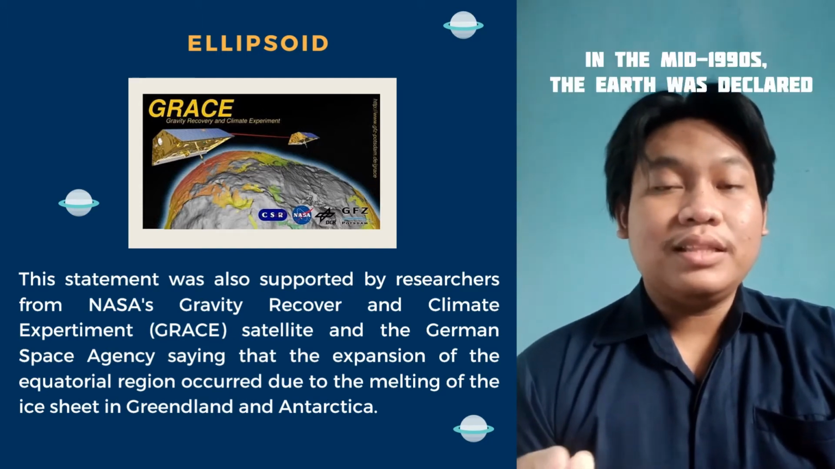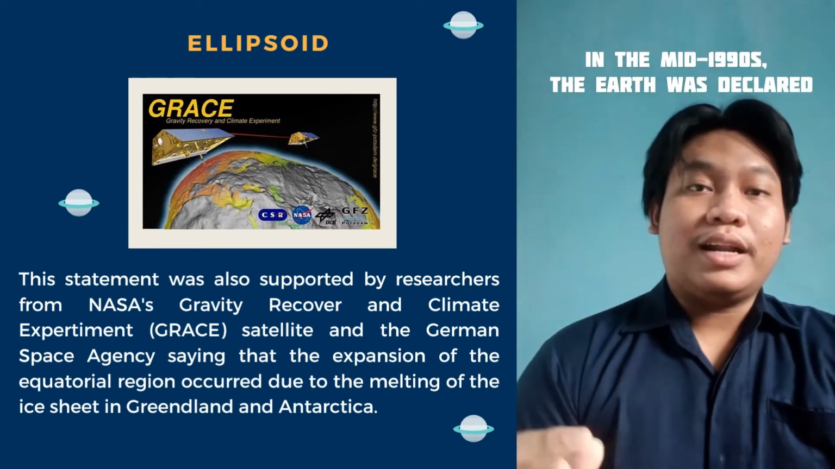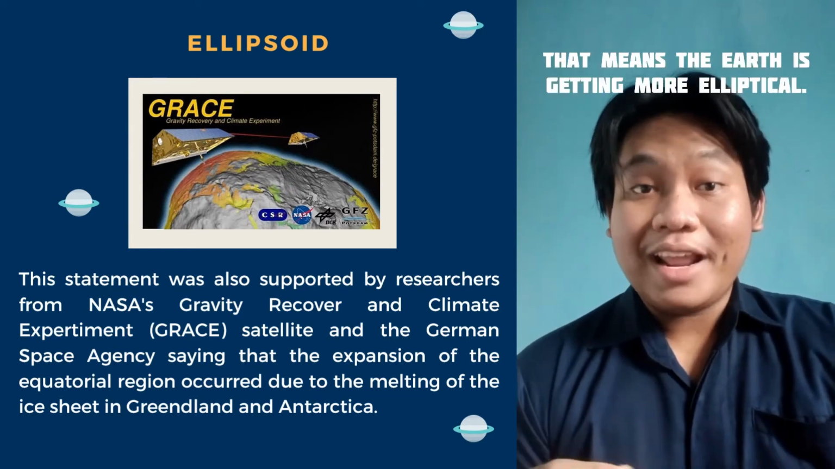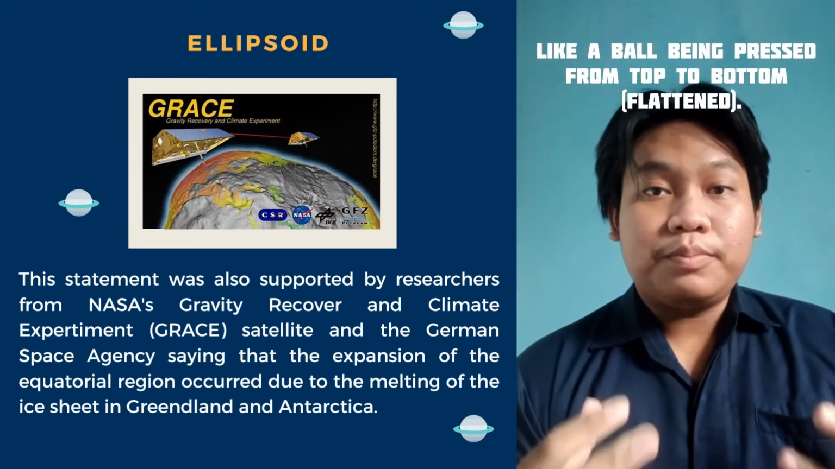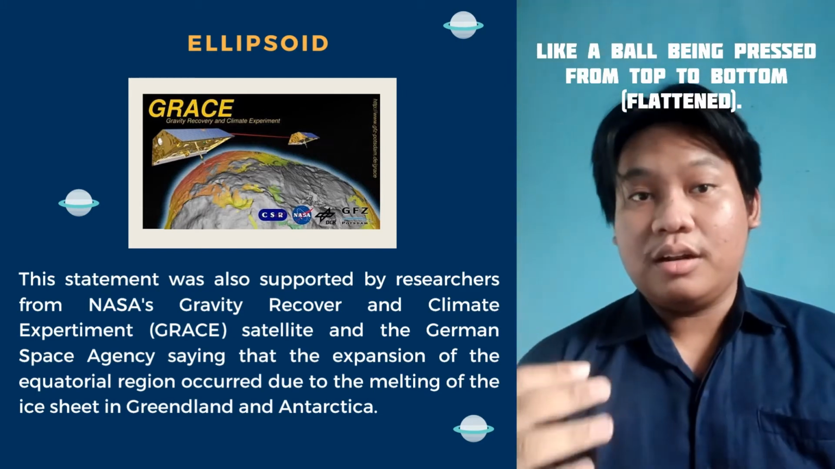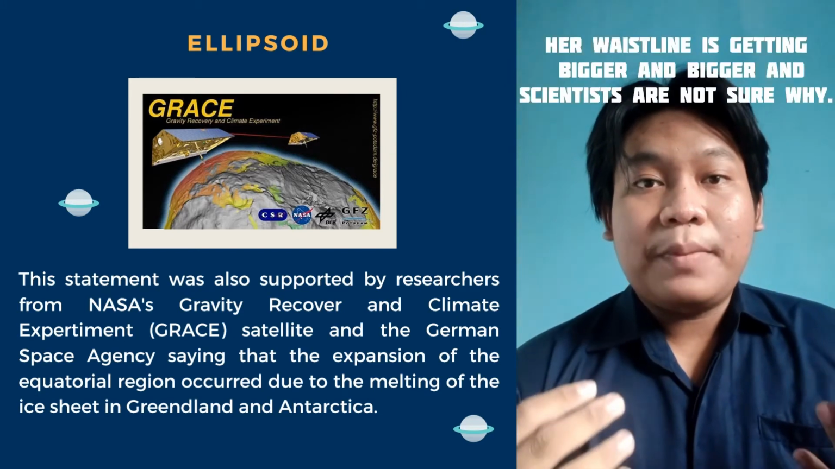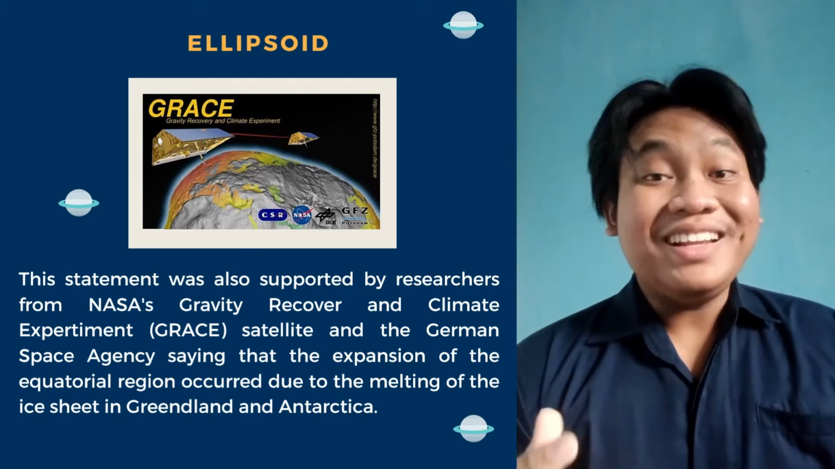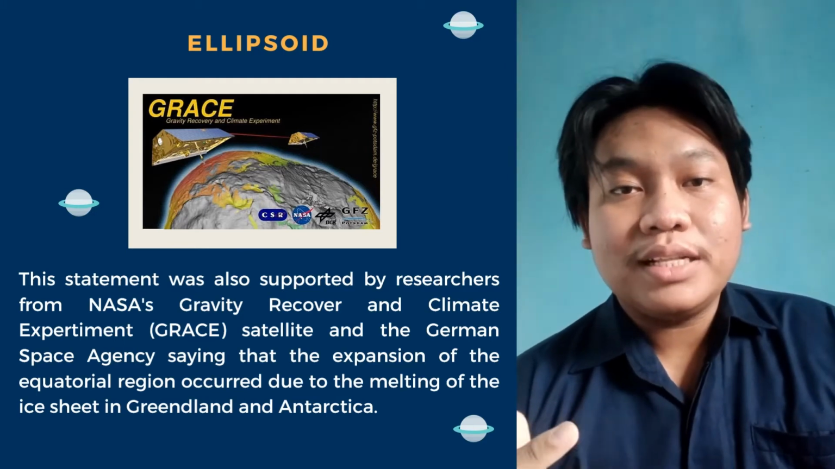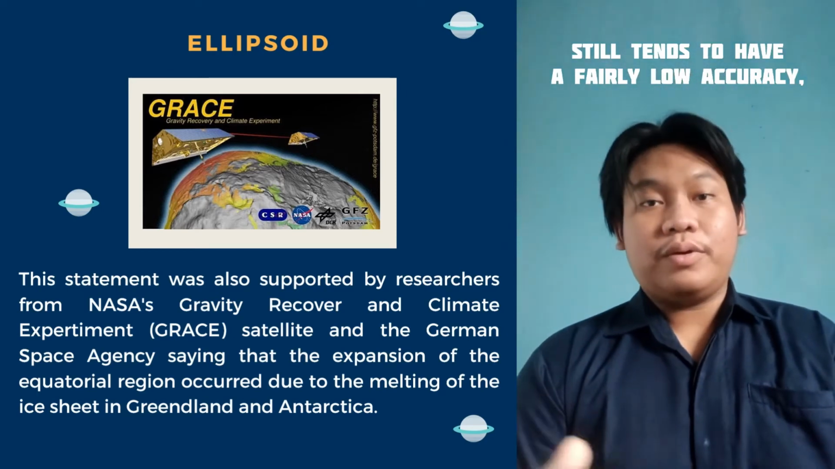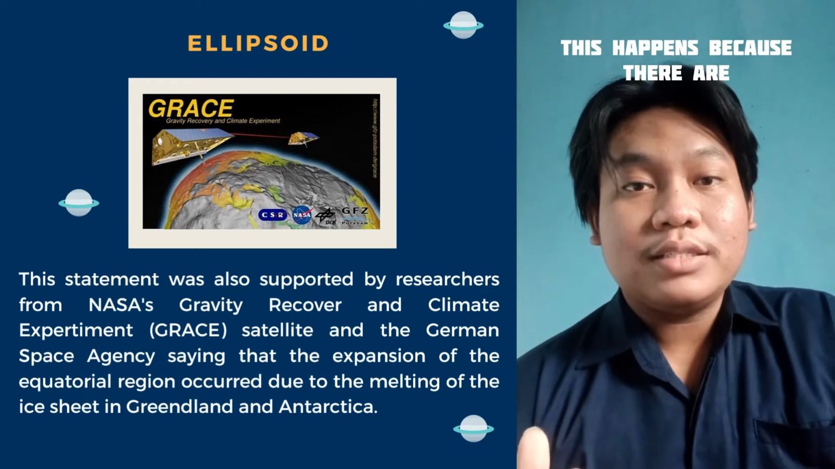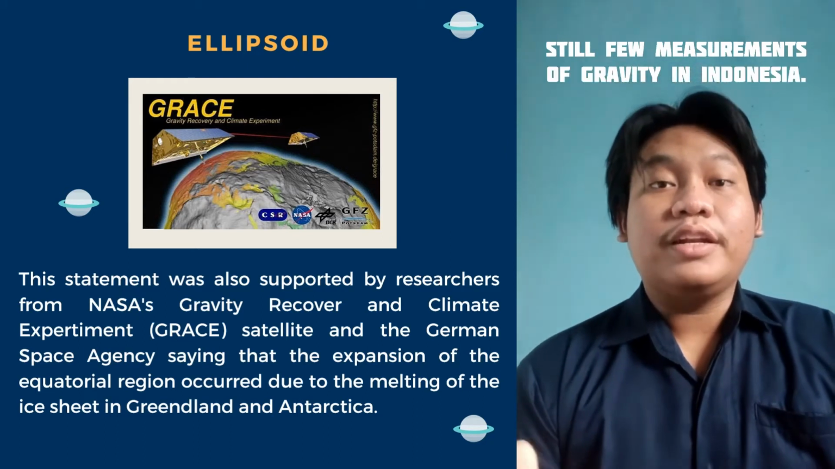In the mid-1990s, the Earth was declared to be gaining weight in the middle section. That means the Earth is getting more elliptical, like a ball being pressed from the top and bottom. Its waist is getting bigger and bigger, and scientists are not sure why. But in Indonesia, the ellipsoid model still tends to have a fairly low accuracy, approximately 1 meter. This happens because there are still few gravity measurements in Indonesia.